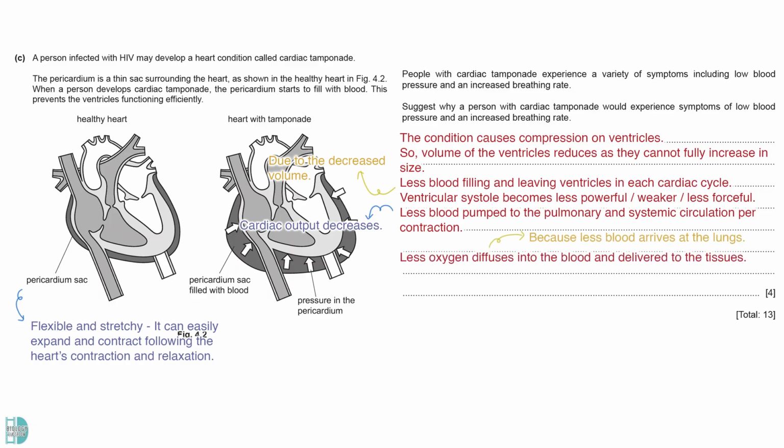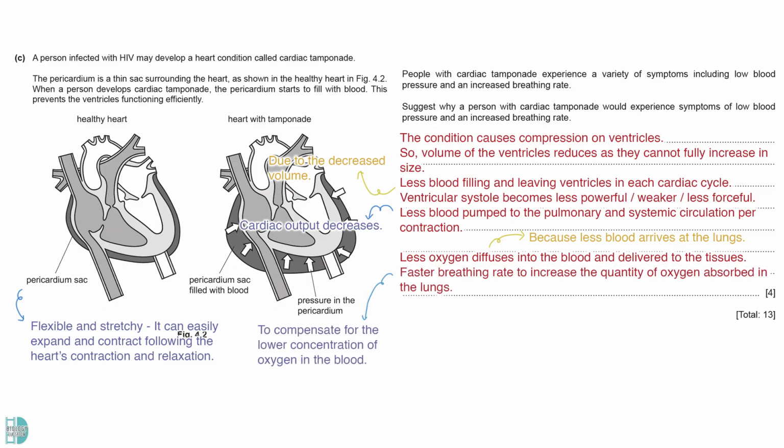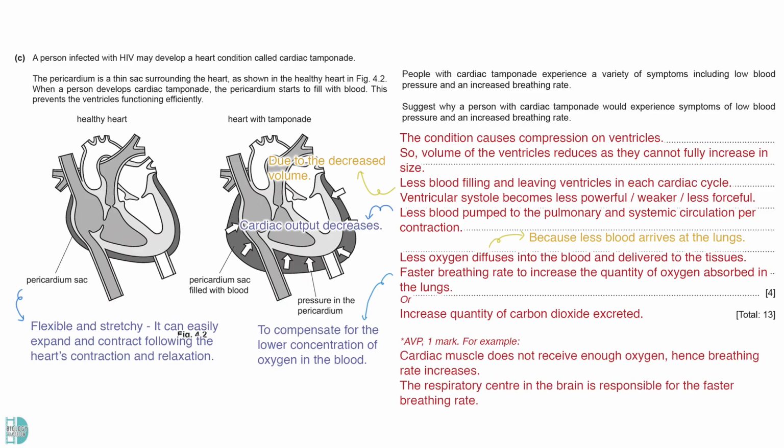Less blood transported to the lungs causes less oxygen to diffuse into the blood and be delivered to the tissues. A faster breathing rate occurs to increase the quantity of oxygen absorbed in the lungs. This is to compensate for the lower concentration of oxygen in the blood. A higher breathing rate also increases the quantity of carbon dioxide excreted. There is a mark for AVP. For example, you can link the increased breathing rate to the cardiac muscle not receiving enough oxygen. You can also state that the respiratory center in the brain is responsible for the faster breathing rate.